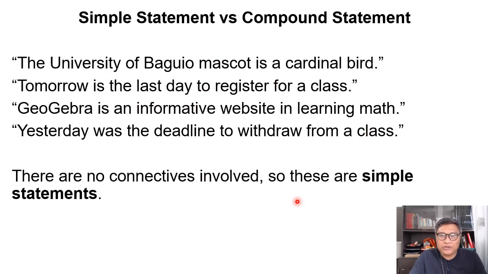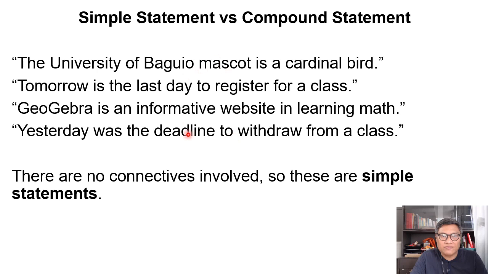Now how are you going to identify which of the statements is considered to be simple and which one is to be compound? As I said, you have to look first for any connectives used. If we encounter the words or, and, if then, or if and only if, then we know that the statement is a compound statement. Otherwise, it is a simple statement.